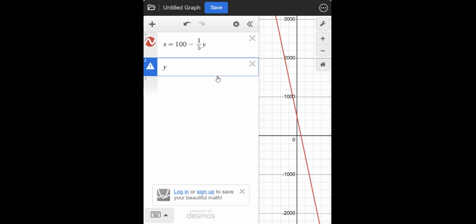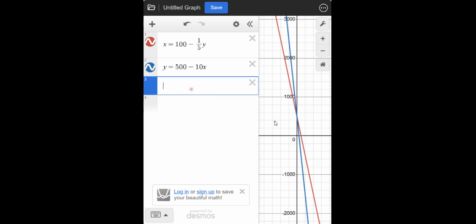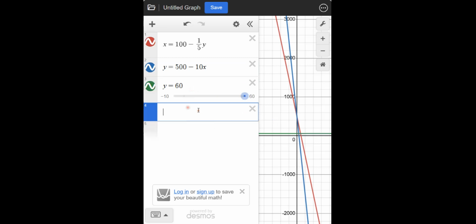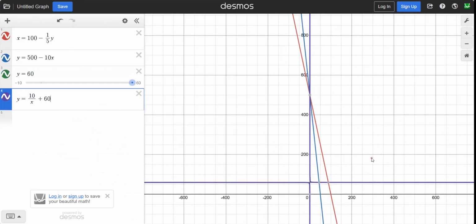And then for marginal revenue, it is y, because this is like a price. So y equals 500 minus 10x, and there's our marginal revenue. And then I want y equals 60, that's marginal cost. And then I want y equals 10 over x plus 60. That's our average total cost. So I've plugged everything in. We're going to find profit maximizing price. It'll be pretty easy.